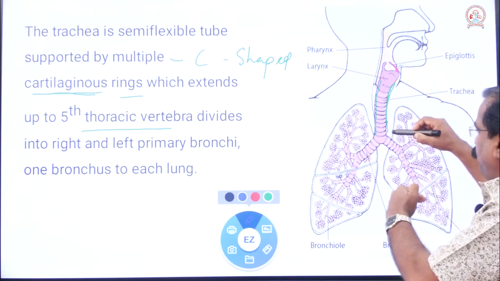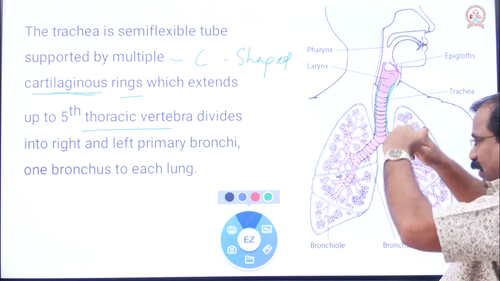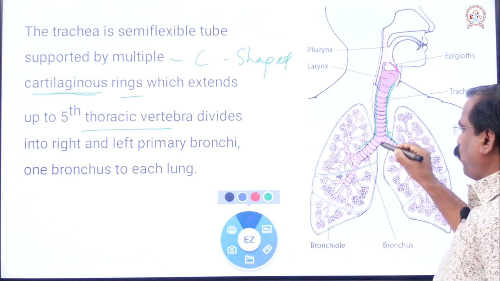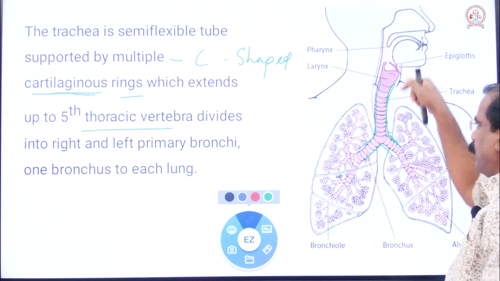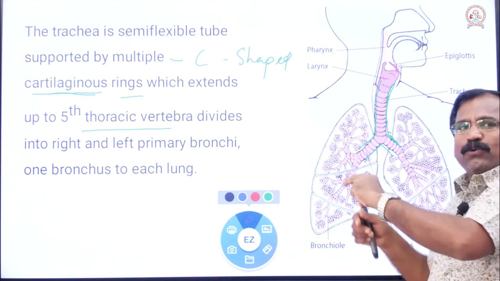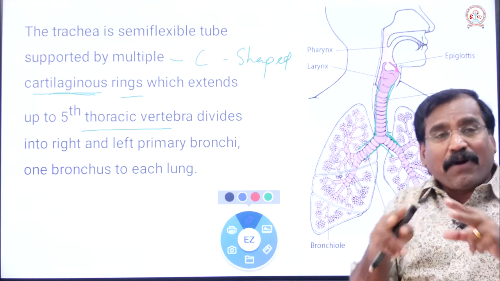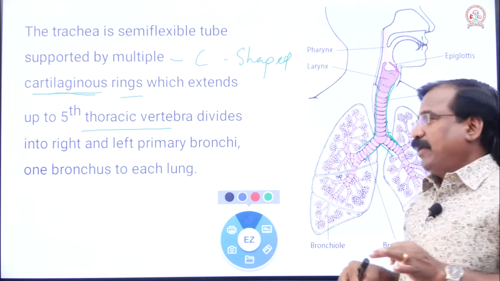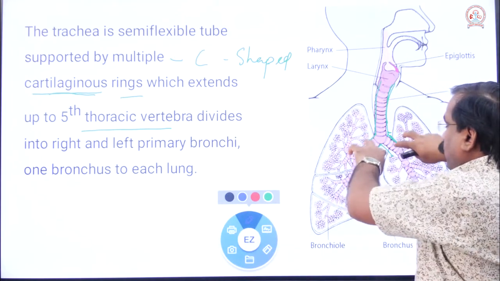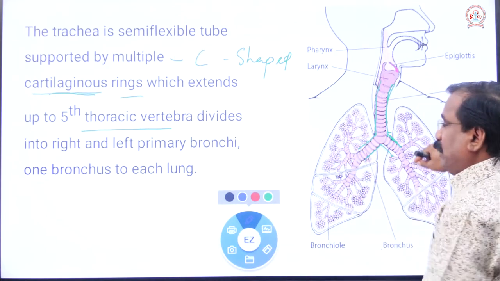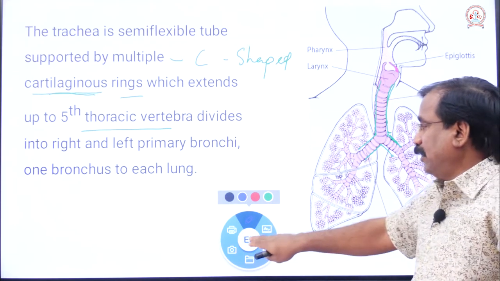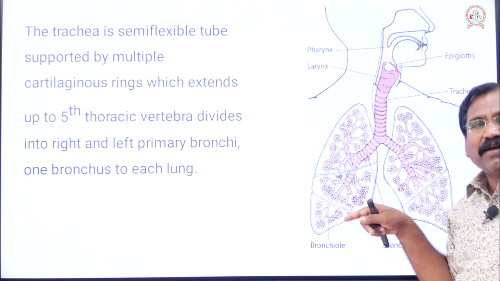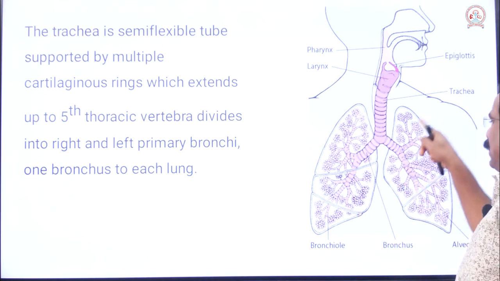After the 5th, it is divided into two bronchi, bronchus singular, bronchi plural. The trachea divides into two bronchi, and each enters into a lung.